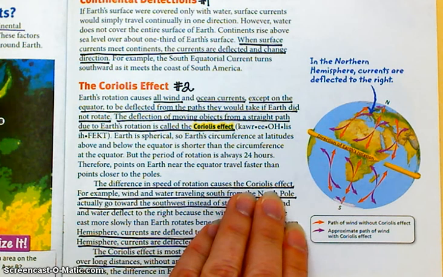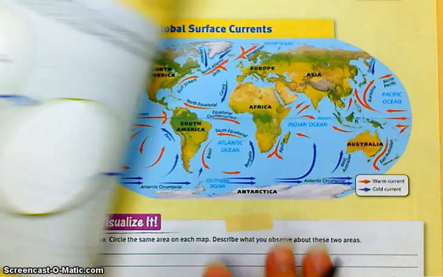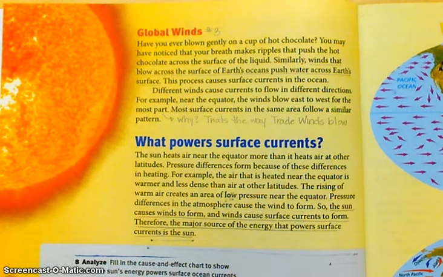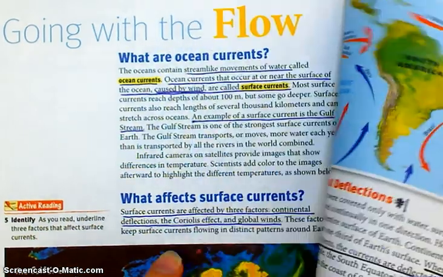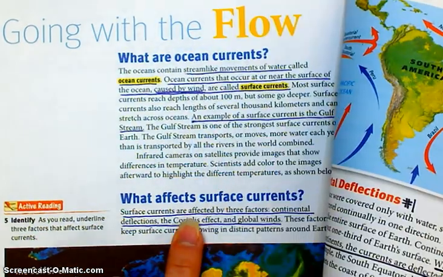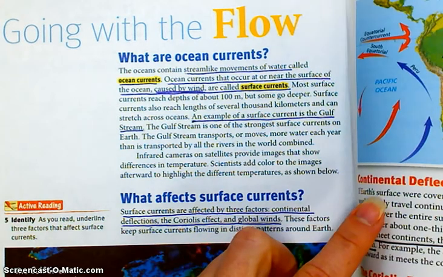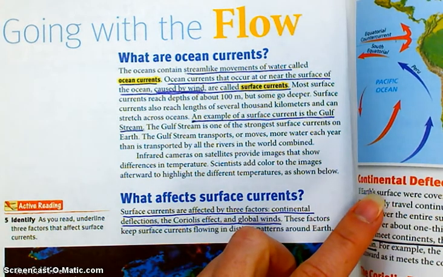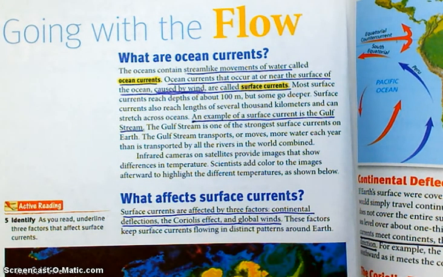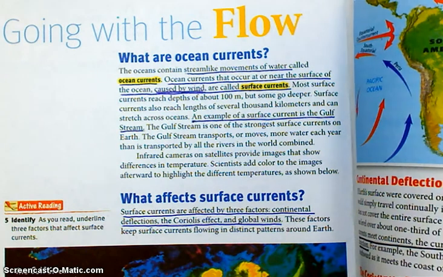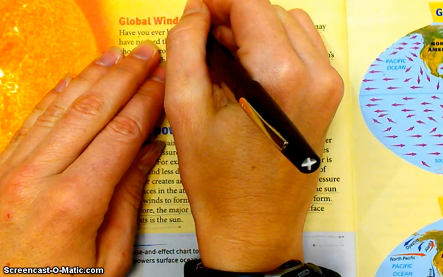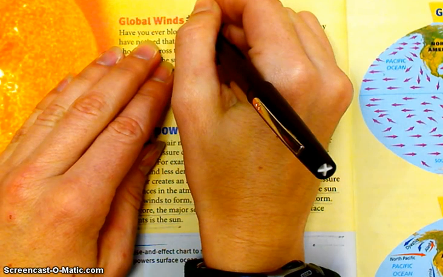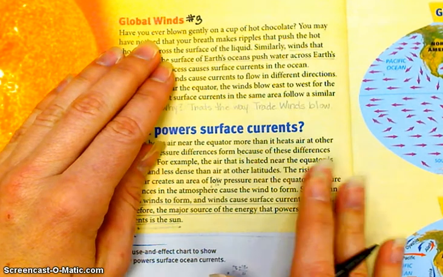All right, let's go to page 440. Again, we're answering the question, what affects surface currents? Remember, continental deflection was the first thing that affected surface currents. Coriolis effect was the next thing that affected surface currents. The third thing that affects surface currents is your global winds.